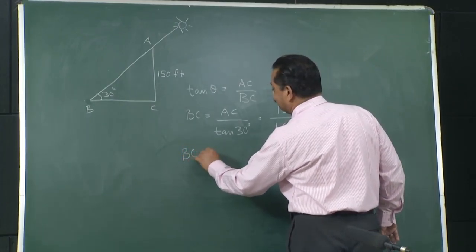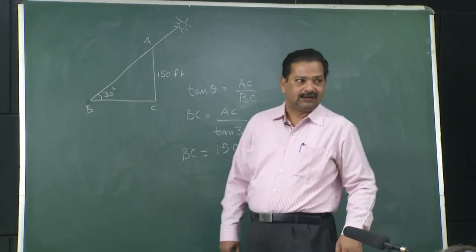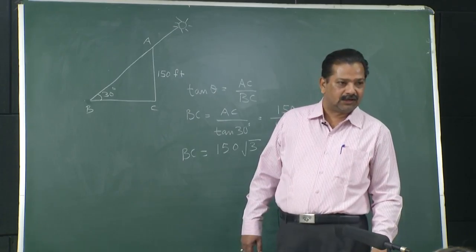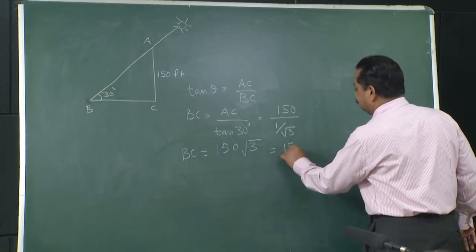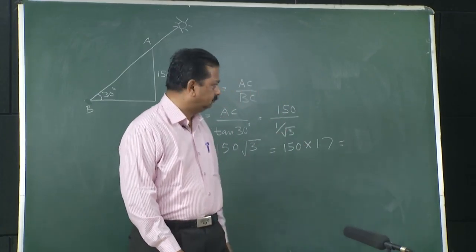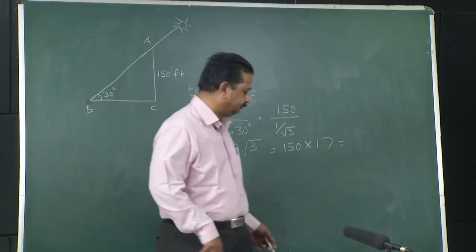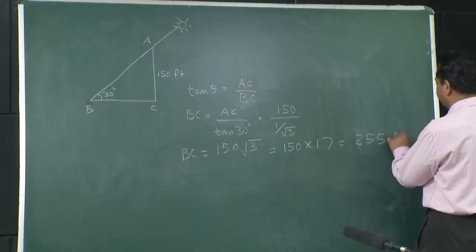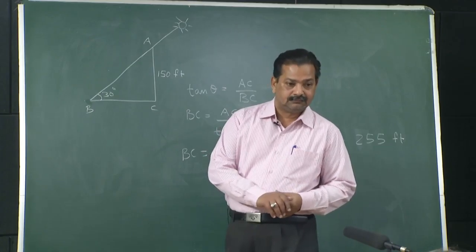So AC is 150 and this is 1 by root 3. So your BC is 150 root 3, and if you want a simpler answer, then root 3 is equal to 1.7, so you can multiply 150 by 1.7. You can have this. What is that? 255. Everybody is getting 255. Yes. So this is 255 feet.